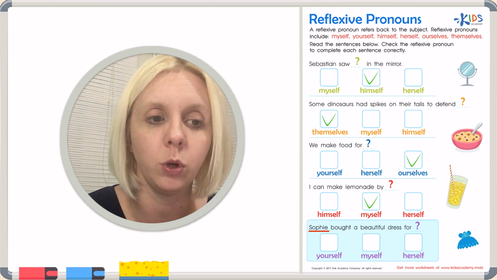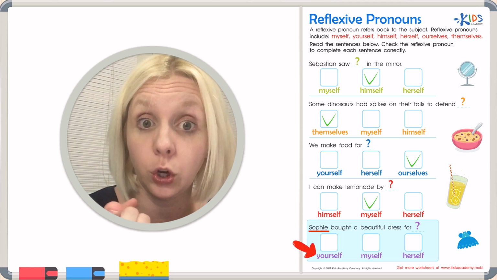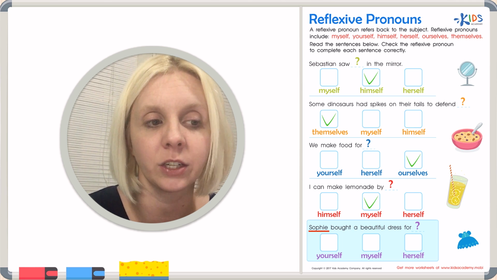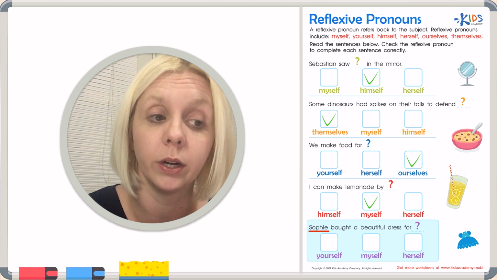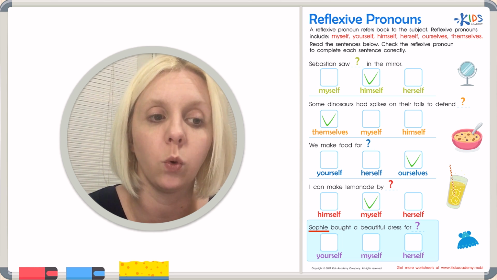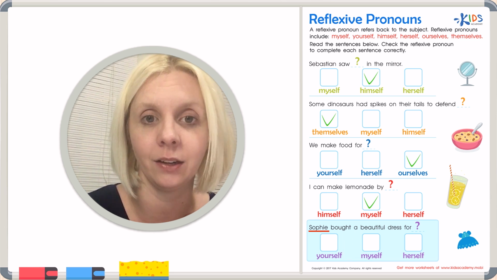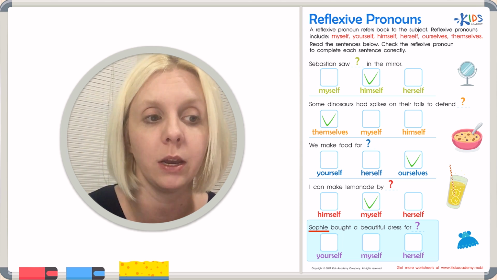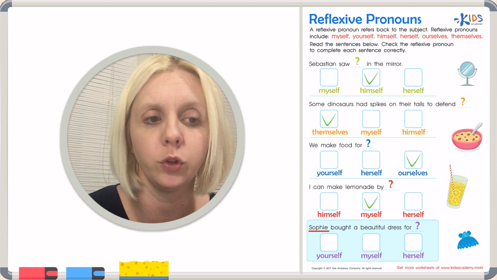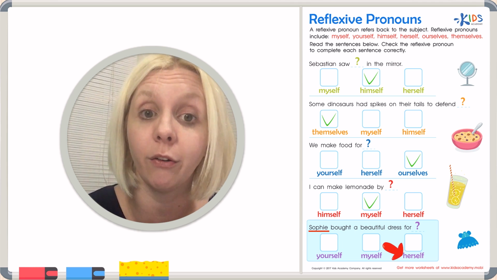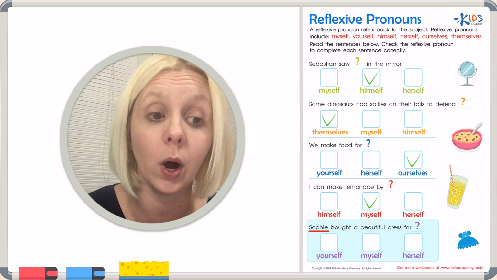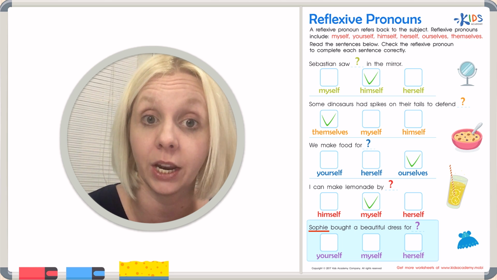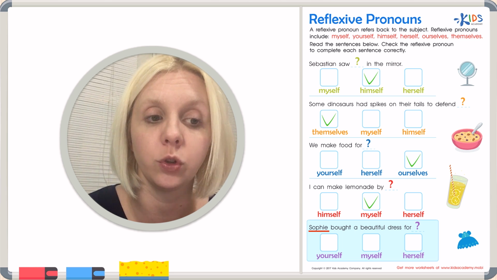So Sophie bought a beautiful dress for yourself. You? Nope, that's not it. It's not talking about you. Sophie is not you. Sophie is a girl. Okay, so Sophie bought a beautiful dress for myself or me. Nope, the subject tells us that it's not about me. It's not talking about I or me. Let's keep going. Sophie bought a beautiful dress for her or herself. Does that make sense? Yes, because it's one girl. It's talking about someone else, isn't it? Her. So Sophie bought a beautiful dress for herself.